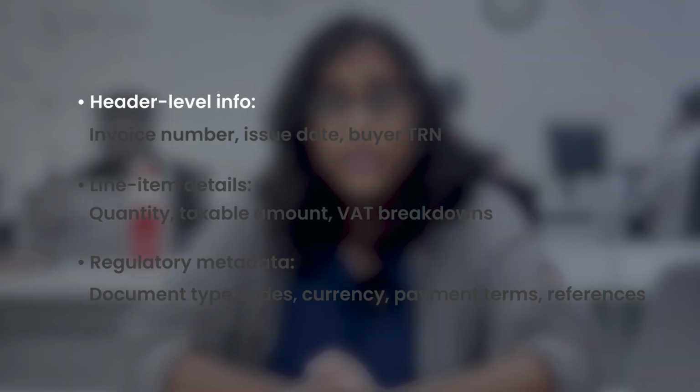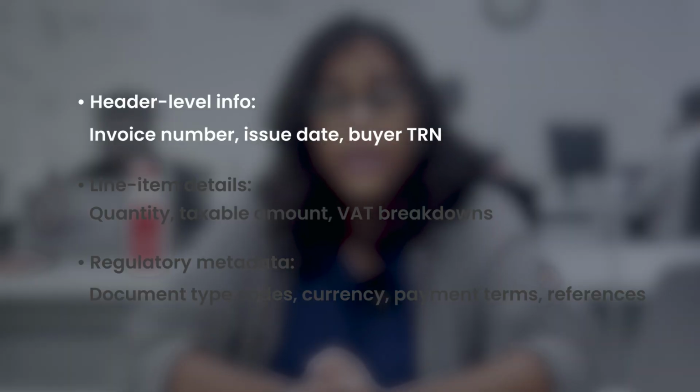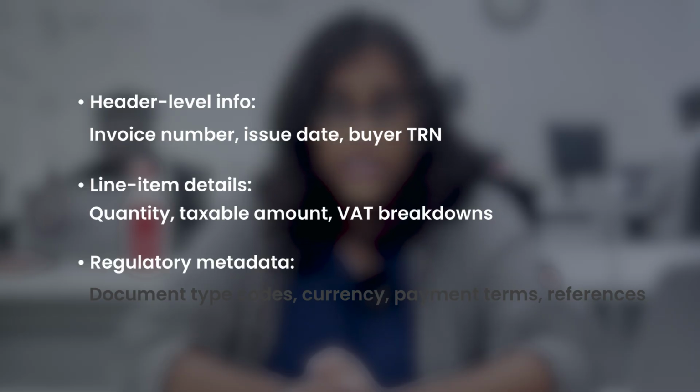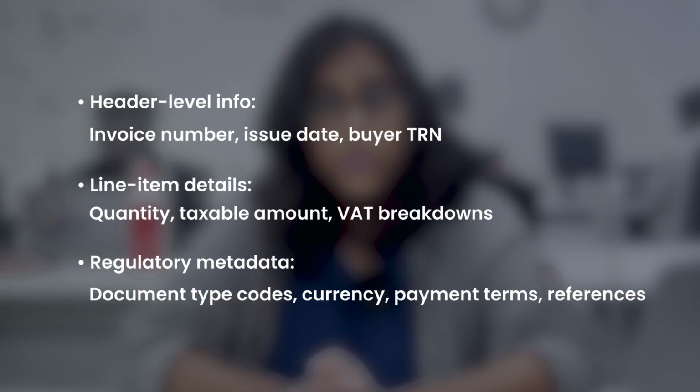This would include header-level information like the invoice number, issue date, and buyer TRN. Line item details like quantity, taxable amount, and VAT breakdowns. Next, it will also include regulatory metadata: document type codes, currency, payment terms, and references. Without structure and unification, the tax authority will reject your invoices or, worse, flag them for audit. That's where compliance comes in.